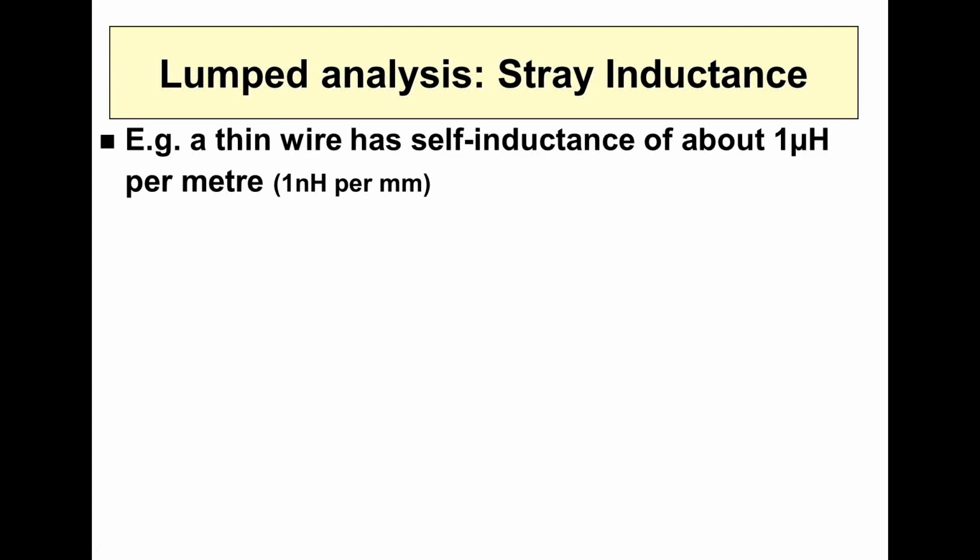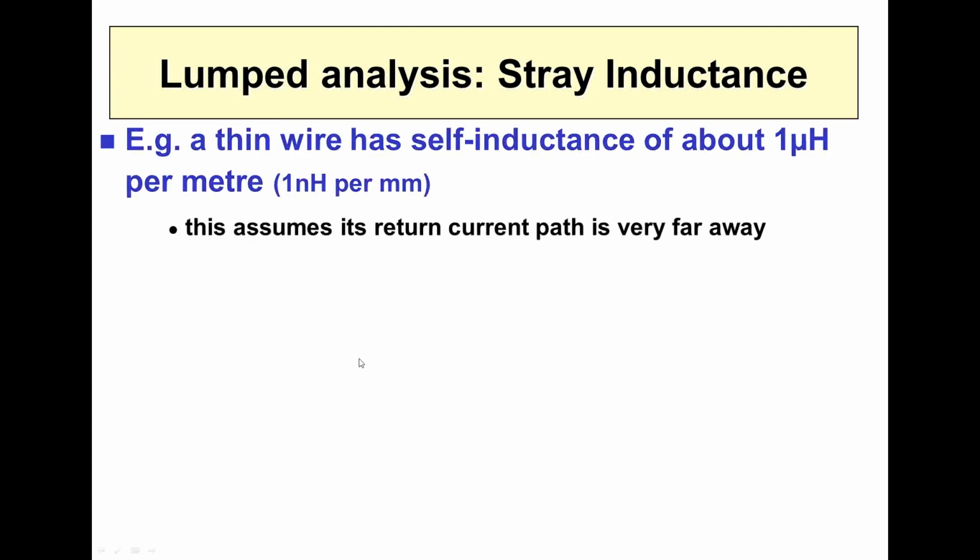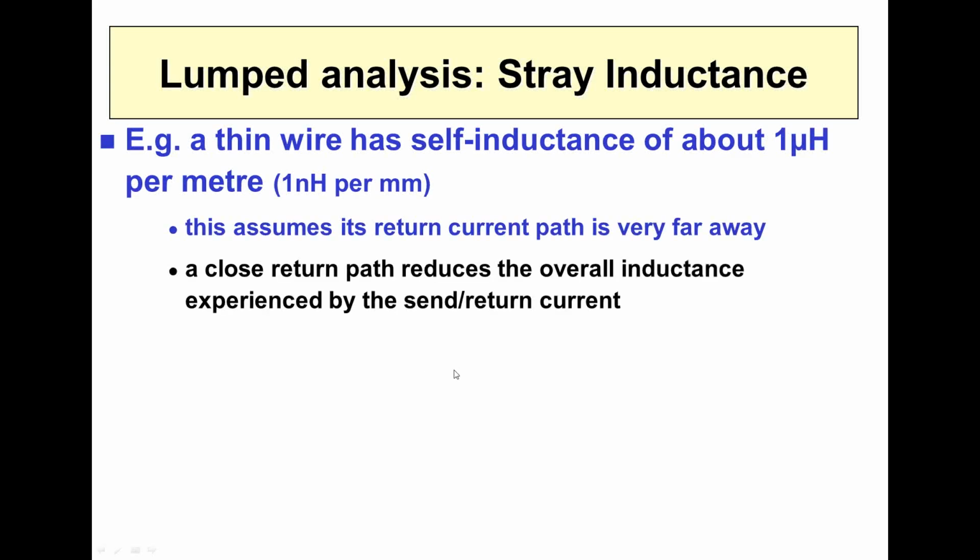A thin wire has a self-inductance of about a microhenry per meter, or a thin PCB trace for that matter, about a nanohenry per millimeter. Now this assumes the return current path is a long way away. If you bring the return path closer, so you get some mutual coupling with the send path, then the mutual inductance cancels out, to some degree, the self-inductance. And this is one reason why we like to use coaxial cables or twisted pairs for carrying signals, because they have almost no self-inductance, because it's all cancelled out by the mutual inductance.